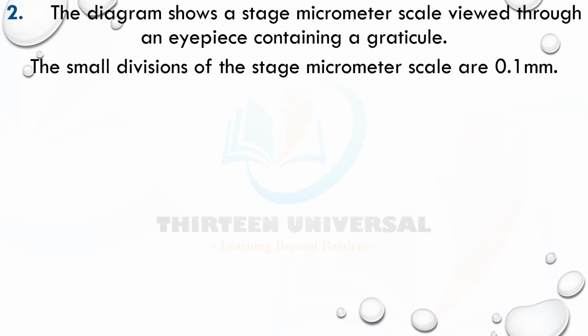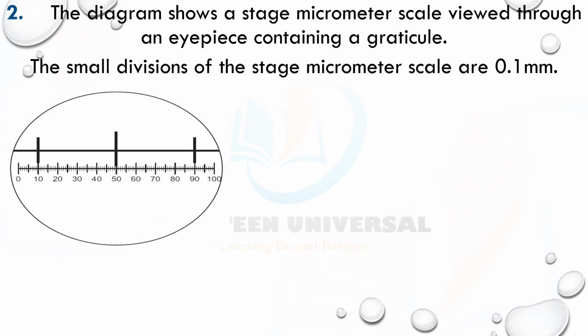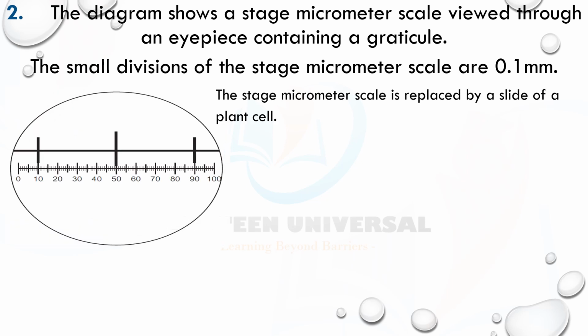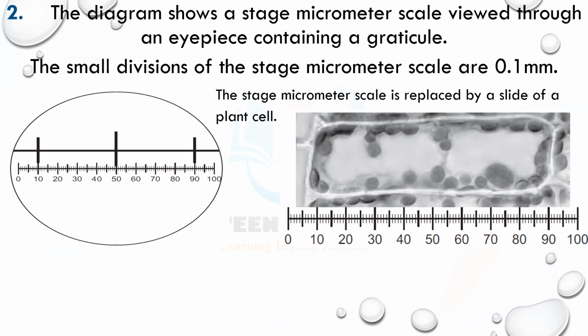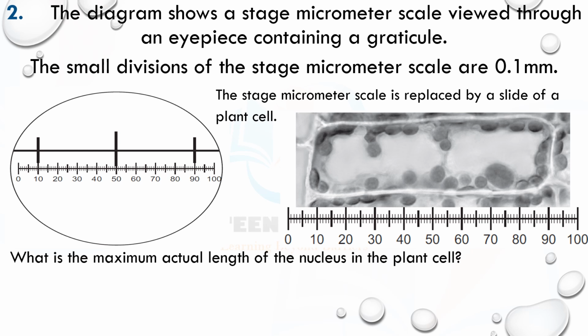The diagram shows a stage micrometer scale viewed through an eyepiece containing a graticule. The small divisions of the stage micrometer scale are 0.1 millimeters. You can see that the stage micrometer scale is replaced by a slide of a plant cell. What is the maximum actual length of the nucleus in the plant cell? Okay, so pause this video and try to solve it.